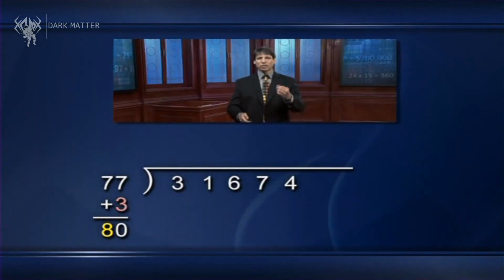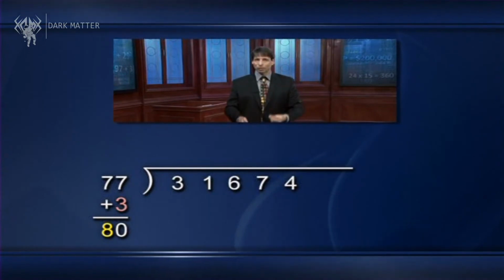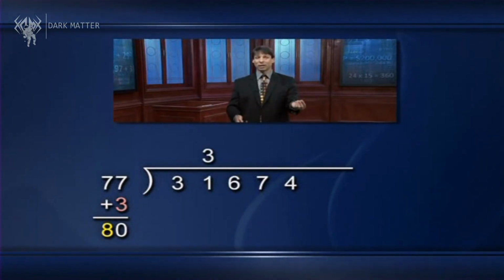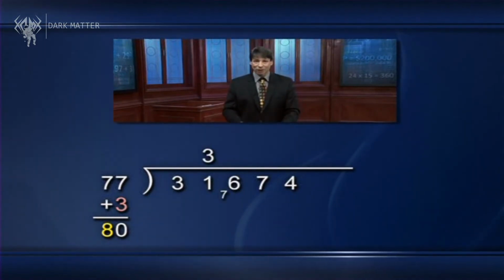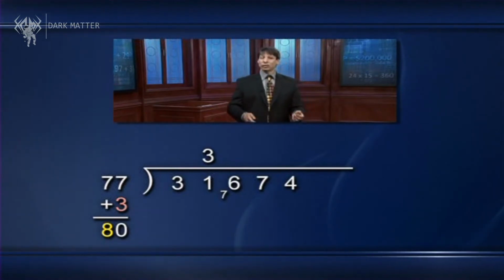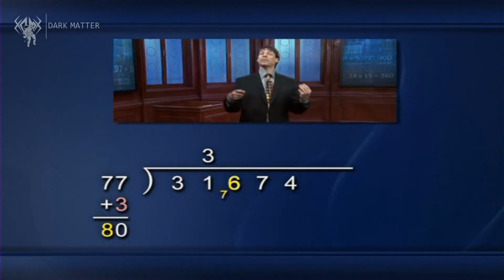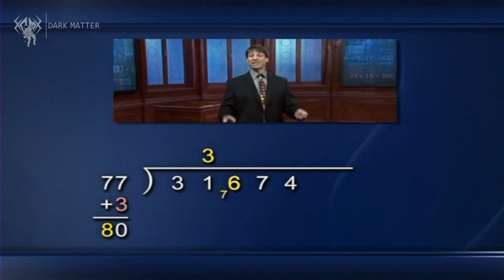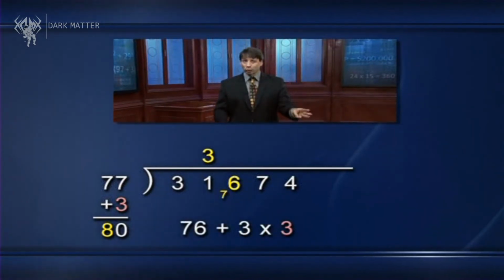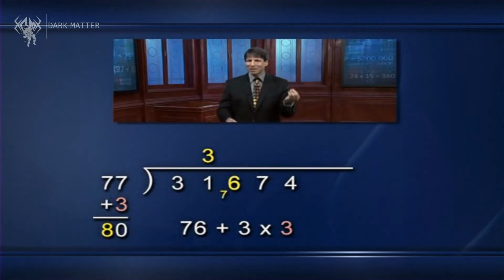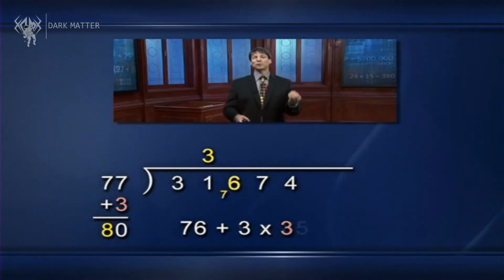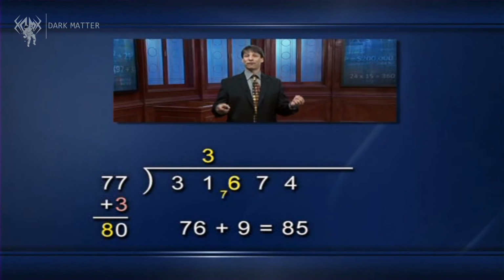Okay, so 8 goes into 31 3 times with a remainder of 7. So the 3 goes up and the 7 goes down. Now you divide 8 into what? Not 76, not 76 plus 3, but 76 plus 3 tripled because of that plus 3 multiplier. 76 plus 9 is 85.